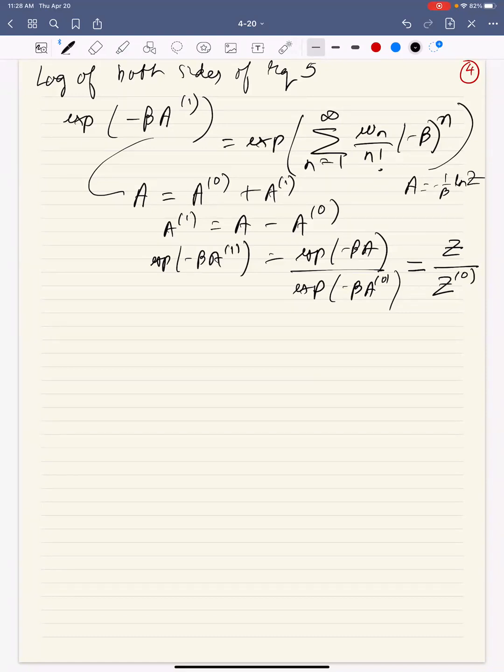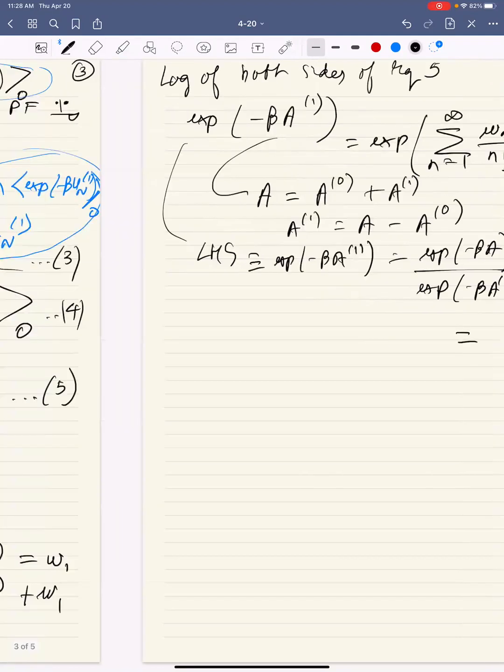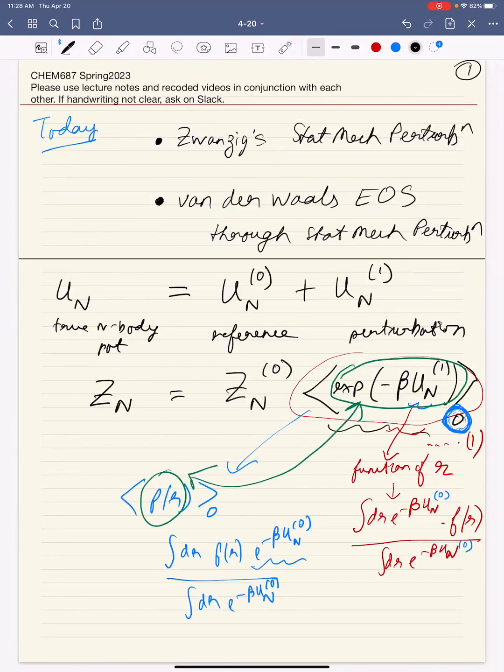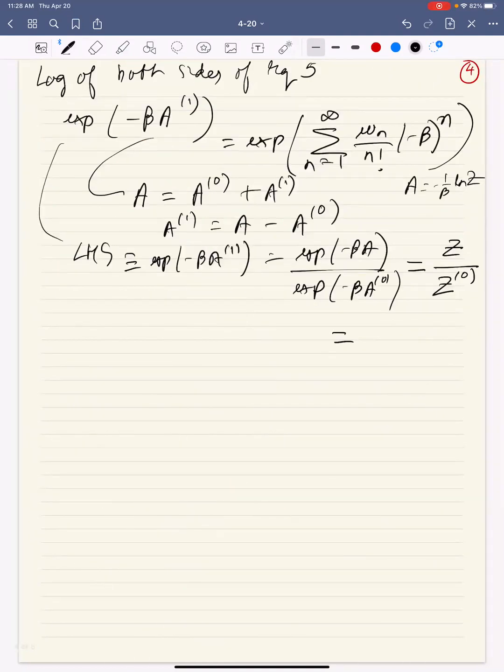So this left-hand side is Z by Z naught. And what relation do we have for Z by Z naught as per Zwanzig? Z by Z naught is e to the power minus beta U1 in ensemble average 0. So this is e to the power minus beta U1 calculated in 0. And earlier we had been writing n. I have just been ignoring n, but if you're careful, you should write n also.